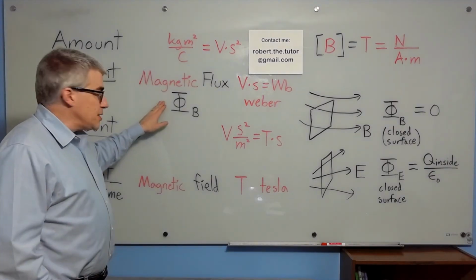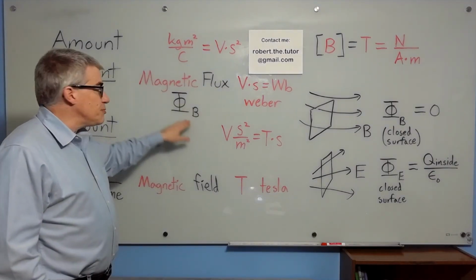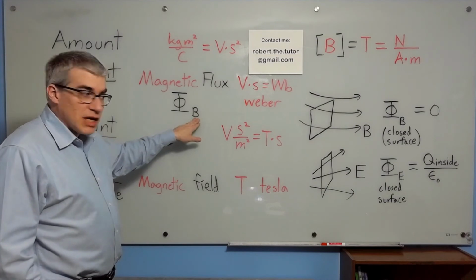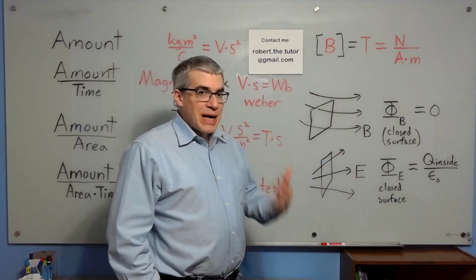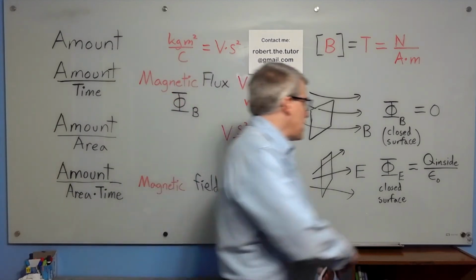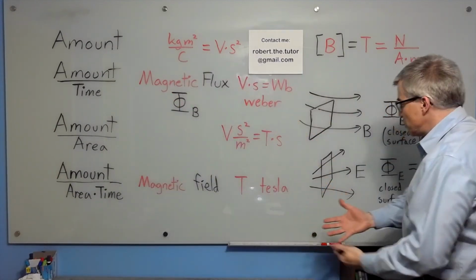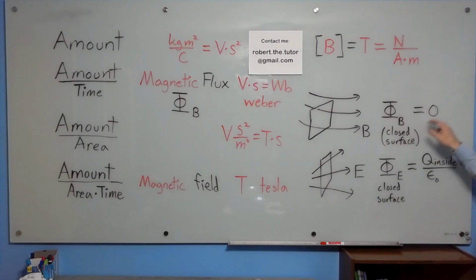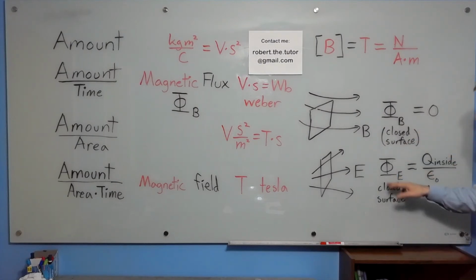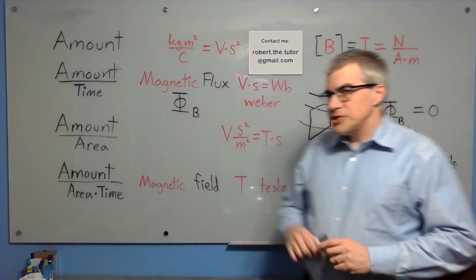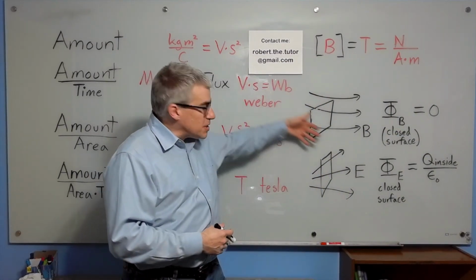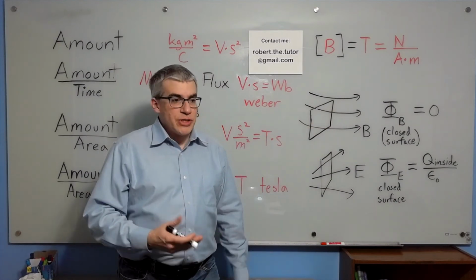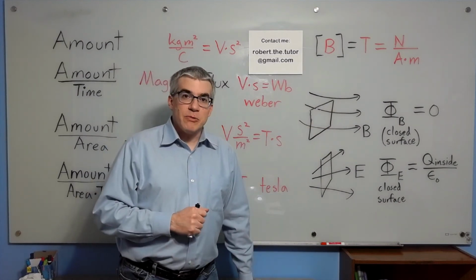Capital phi is often used as a symbol for flux, and we say phi sub b for magnetic flux or phi sub e for electric flux. And 2 of the Maxwell equations state that if you take a completely closed surface, the magnetic flux through the surface is 0, and the electric flux through the surface is proportional to the charge inside. The same mathematics was used for fluid flow, and you can almost imagine this as flows of water. Unfortunately, there's limits to how well that analogy works.